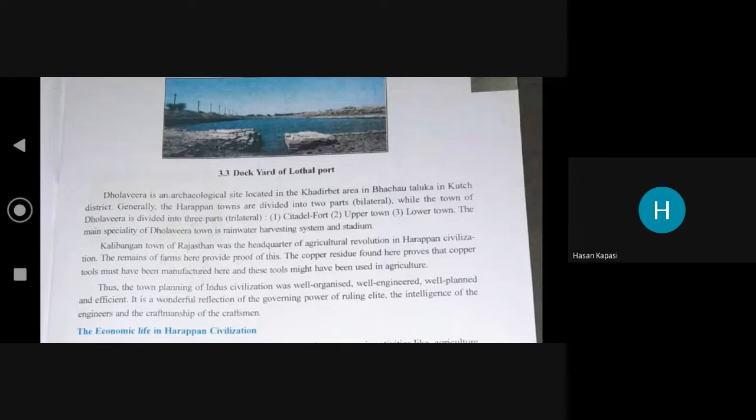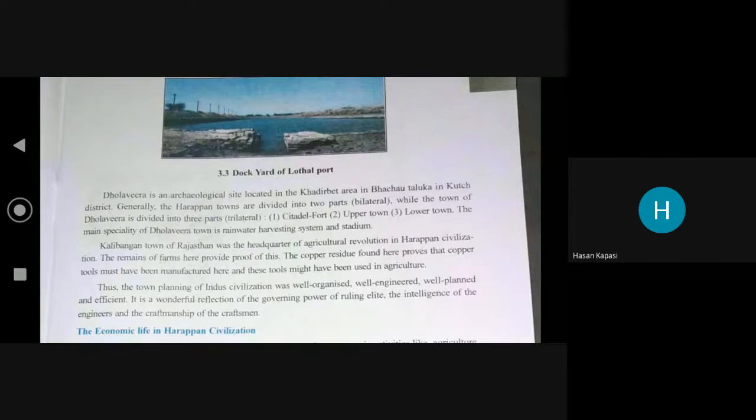Yes, Khadirbet area in Bhachau. Bhachau Taluka, they also call it. Bhachau Taluka in Kutch district.